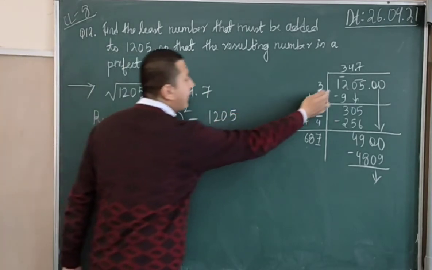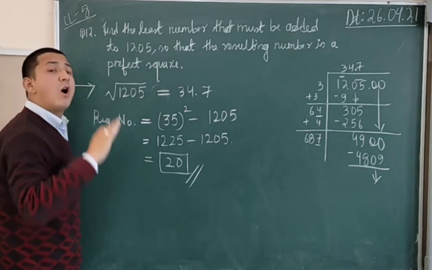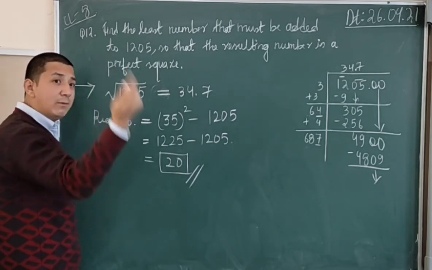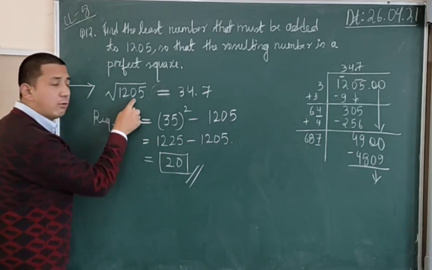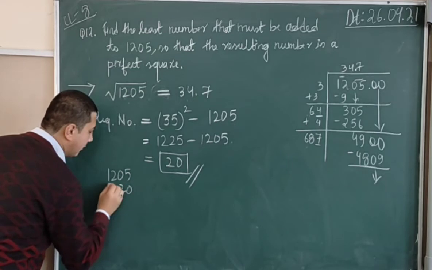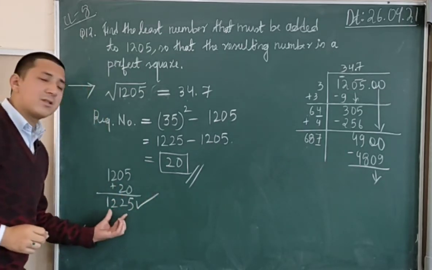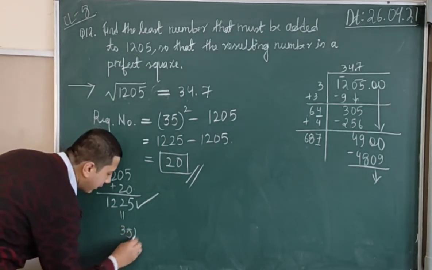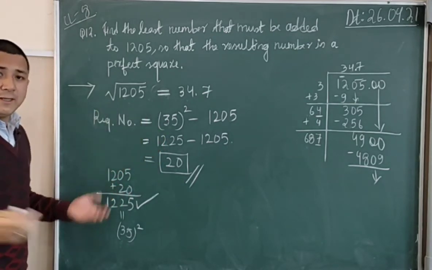Am I clear? 1205 is not a perfect square number. The question is asking how much will I add to 1205 so that the number will be a perfect square. I'll have to add 20. You add 20 out here: 1205 plus 20 is 1225. Now this number is a perfect square number, because this number is 35 square.